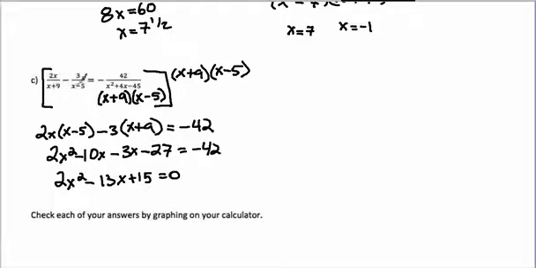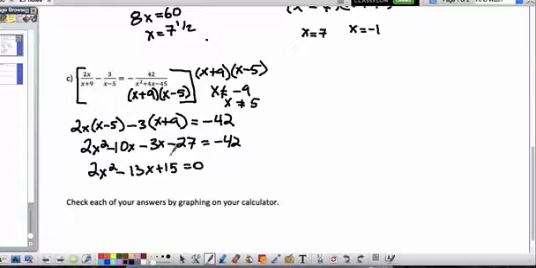Oh, you know what we forgot to do, or I forgot to do, no one's here with me, is find the extraneous solutions here. So x cannot equal -9, and x also cannot equal 5. So let's see if we're going to get any extraneous solutions here. Okay, so we need to solve this, and I'm going to factor it.